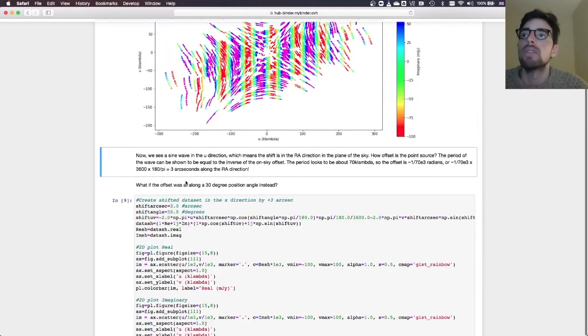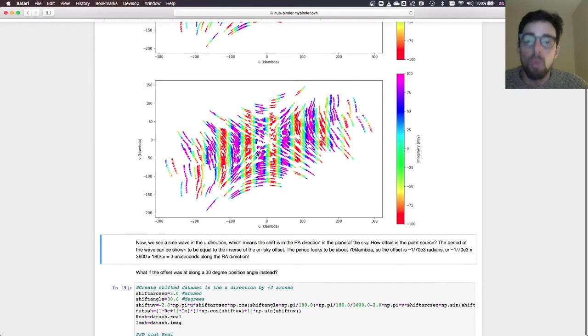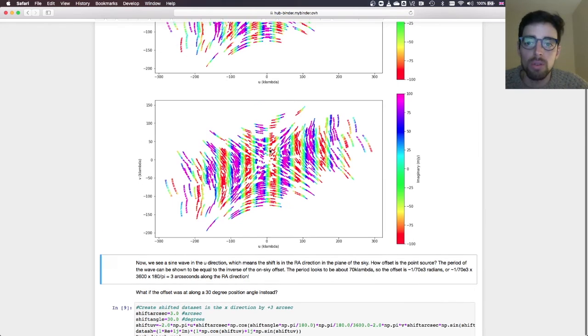Okay, so that's what we're seeing. Now, what is the direction of the offset that I inserted? Just by looking at the visibilities, if I didn't insert the offset myself, you could have guessed what direction the offset was, because you see that this wave is along the U direction. What that means is that the offset of the star from the phase center is along the RA direction in the sky.